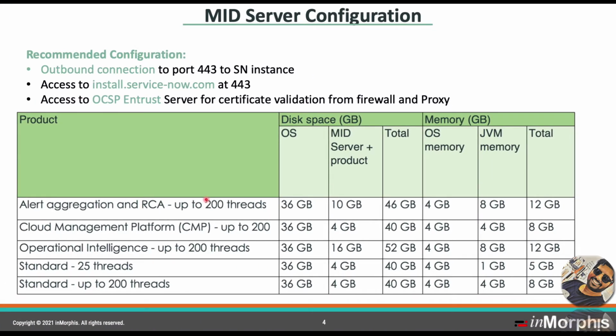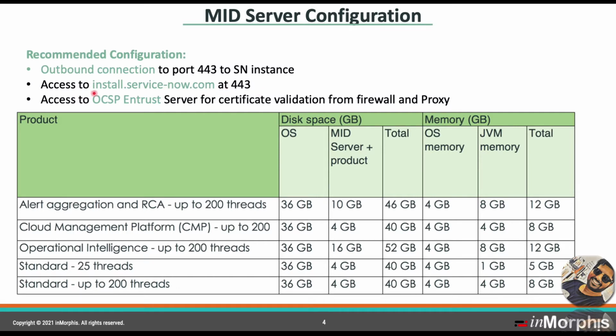What we have seen till now is where the mid server will fit into the picture. What are the mid server configurations? We need to first understand that. So, three important prerequisites are recommended, that is outbound connection to port 443 to the ServiceNow instance, and access to install.service-now.com at 443.